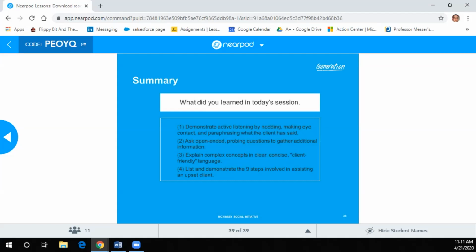Next one is to explain in a client-friendly, clear and concise way, obviously, hopefully not using too many complex words for them. List and demonstrate the 9 steps involved that assist us with an upset client, versus just using SPOT, where we smile, present ourselves, and then offer to help. At that point, we would insert our 9 steps before we even proceed to troubleshooting. Any questions or doubts?